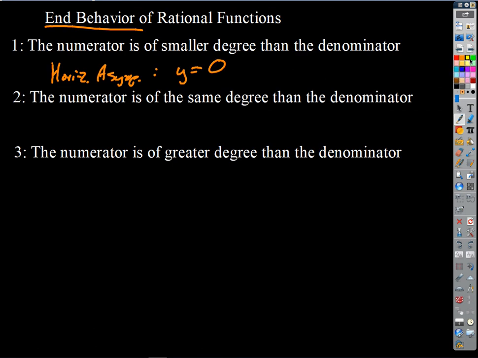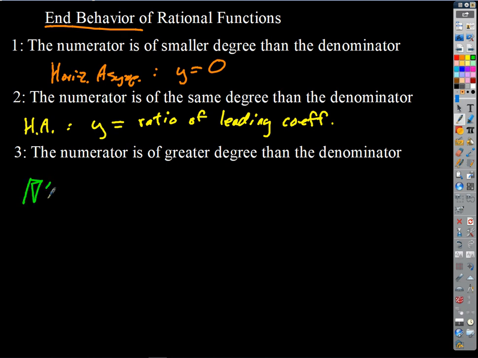So in this case, if they're the same degree, we get a horizontal asymptote, and y is just equal to the ratio of the leading coefficients every time. And then what if the numerator is of greater degree than the denominator? If the numerator is of greater degree than the denominator, there is no horizontal asymptote.